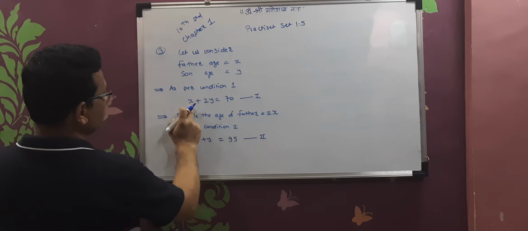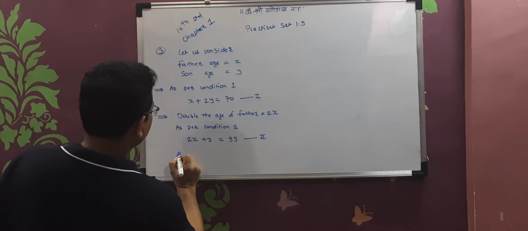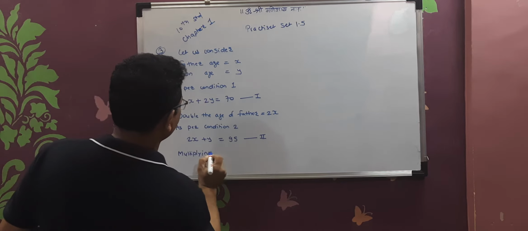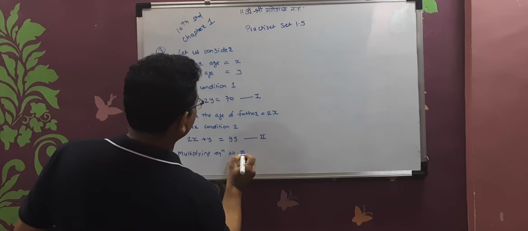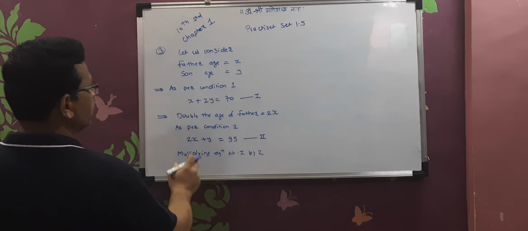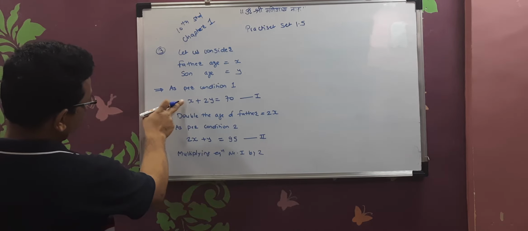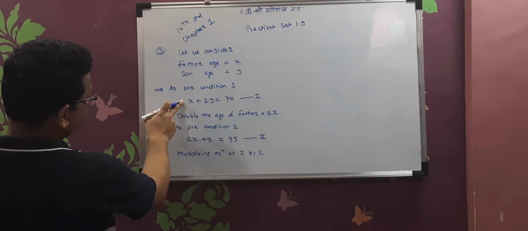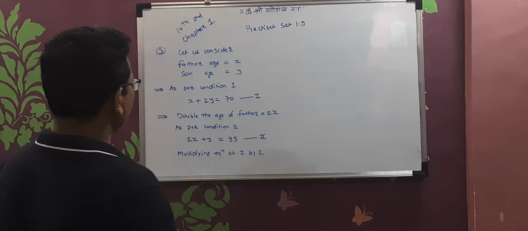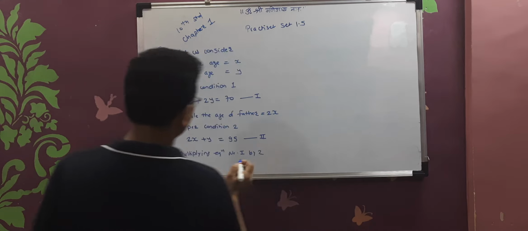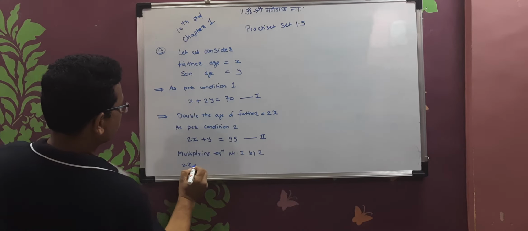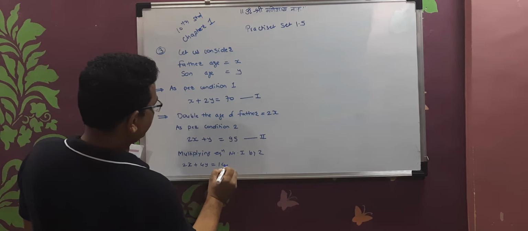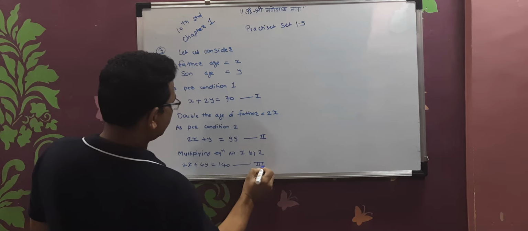So we can multiply equation number 1 by 2. When you multiply this equation by 2, what will happen? This 2x and 2x, when you subtract one equation from the other, the 2x will get cancelled and we will get the value of y. So equation 1 becomes 2x plus 4y is equal to 140.